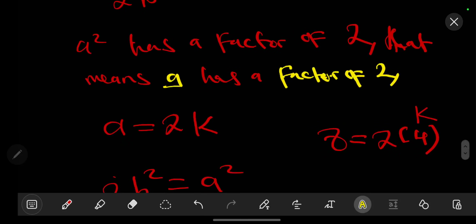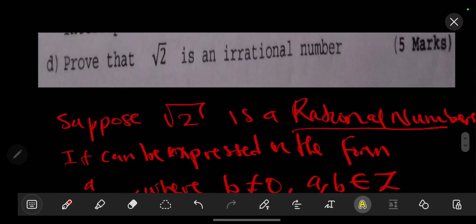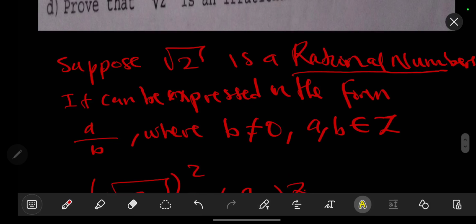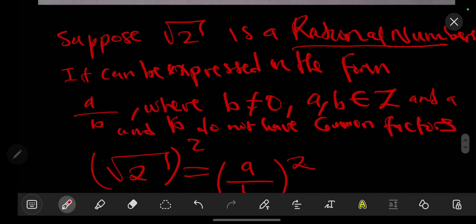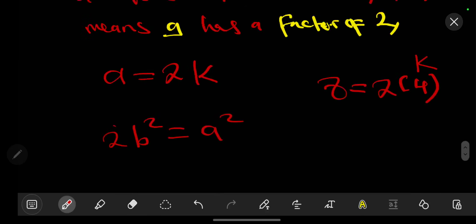We have said that a rational number is a number that can be expressed in the form a over b, where b is not equal to 0, and a and b do not have common factors. They should not have common factors. If they do, then they are not rational numbers. Therefore, they must be irrational.